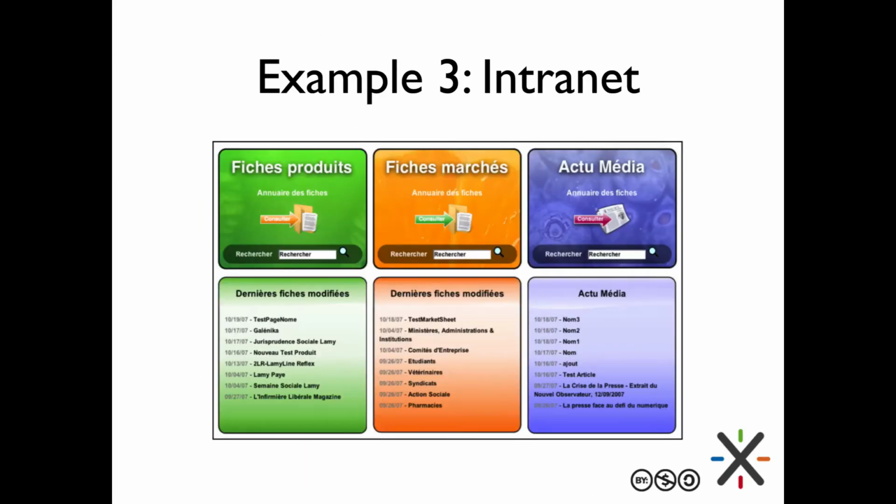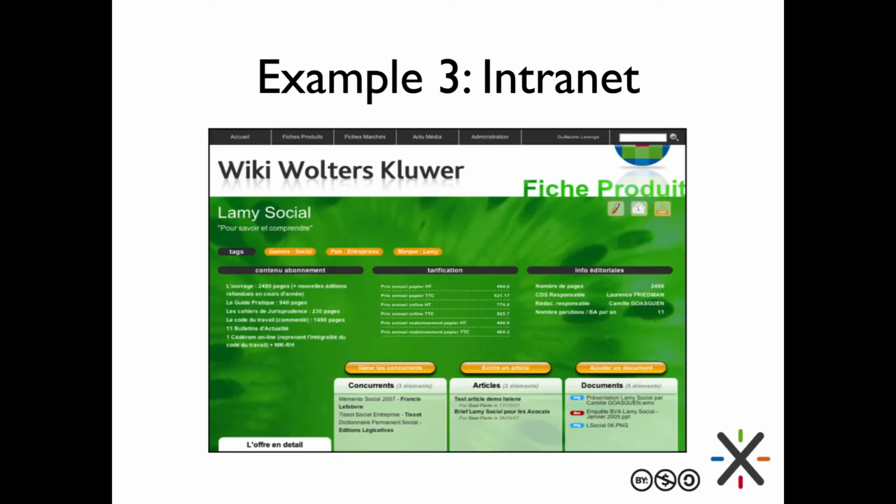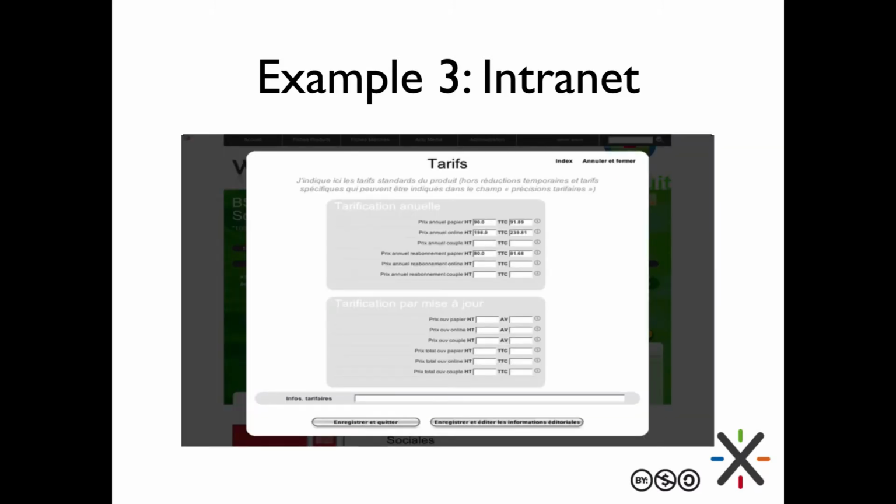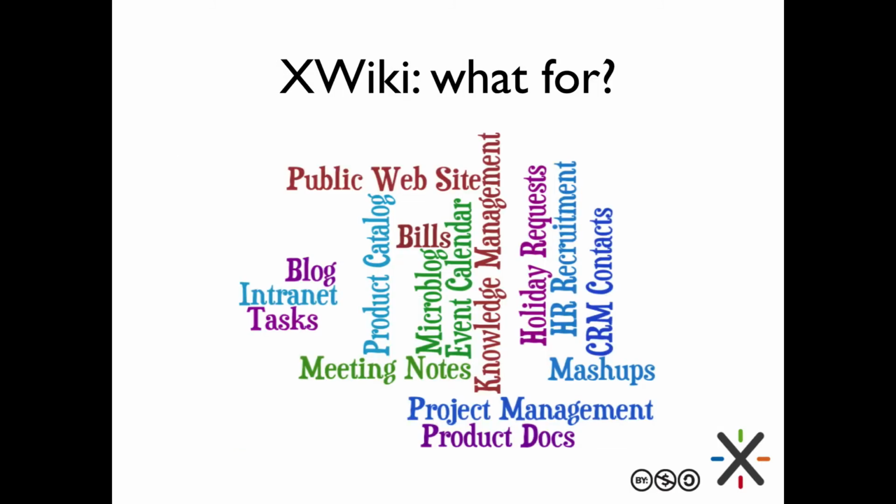Another example is an intranet. You see yet another look that's very different. Ability to search on the home page, to list the last items, and then go on a specific page. It doesn't look like a wiki, but you still have the edit icon, for example the pencil button. And if you edit it, again, you can edit things using a form view, for example, here. So those are 3 examples of use cases, but there are a lot more.